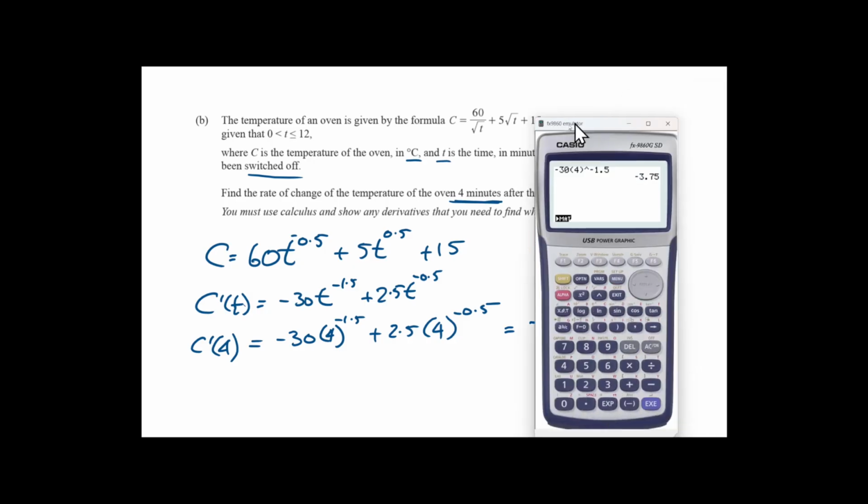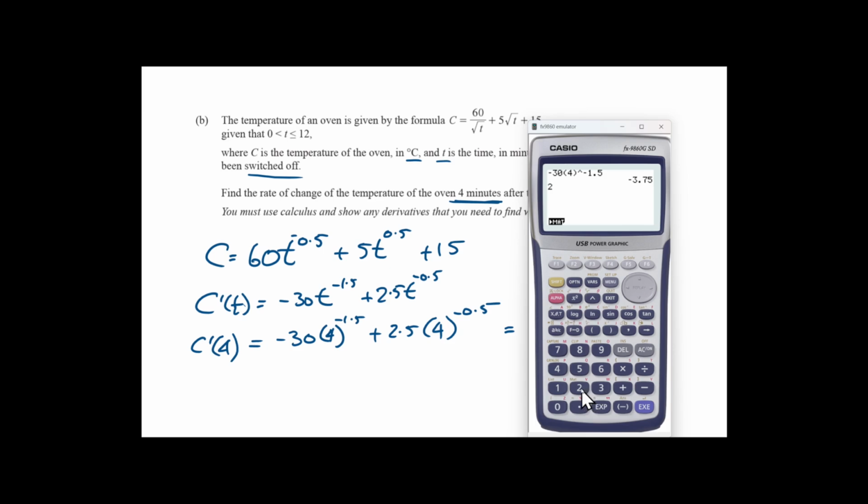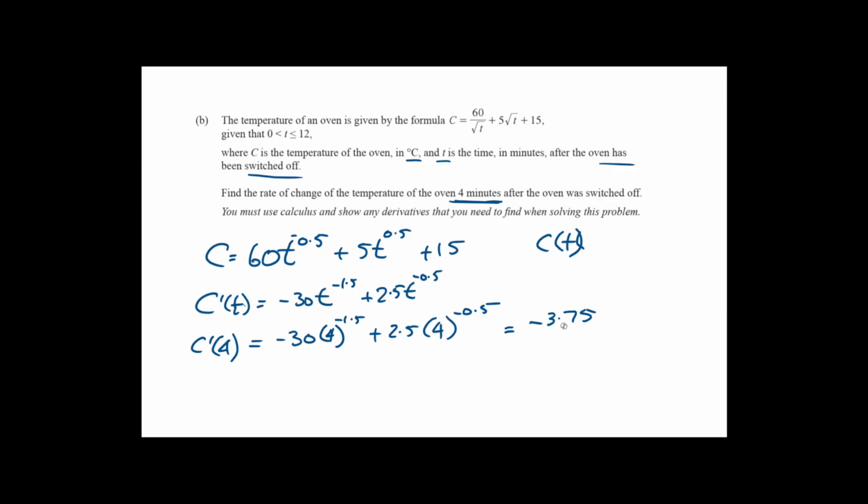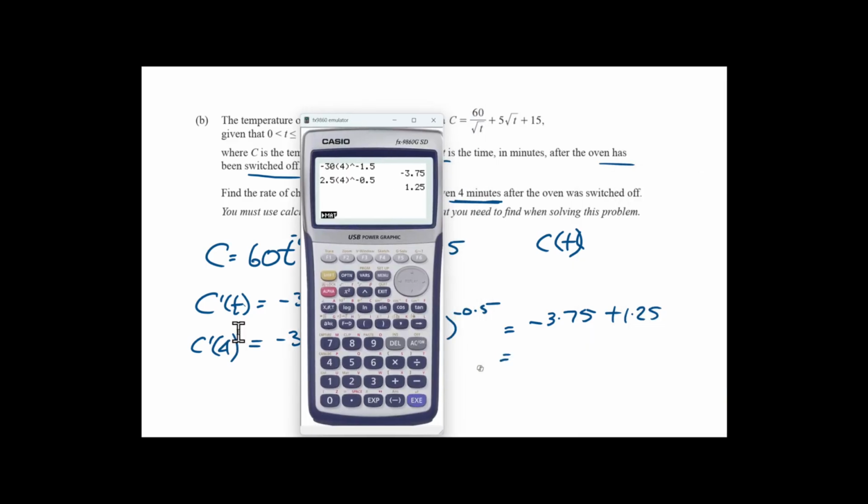And let's do the other bit. 2.5 times 4 to the power of negative 0.5 is 1.25. Yeah, that would make sense. Negative 3.75 plus 1.25, and that's going to be some number. It's going to be minus 2.5, isn't it? Yes, minus 2.5.